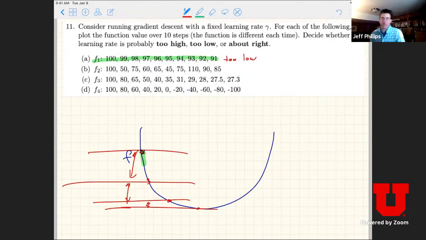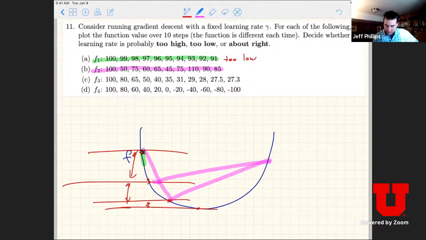Okay, let's look at this next one. Now we're going from 100 to 50 to 75. Uh-oh, we went back up to 60, 65, 45, 75, 110, 90, 85. This one is doing something totally different. It looks like it's going down, but then it's going back up and down and up. It's something crazy like this. So this one is too high.